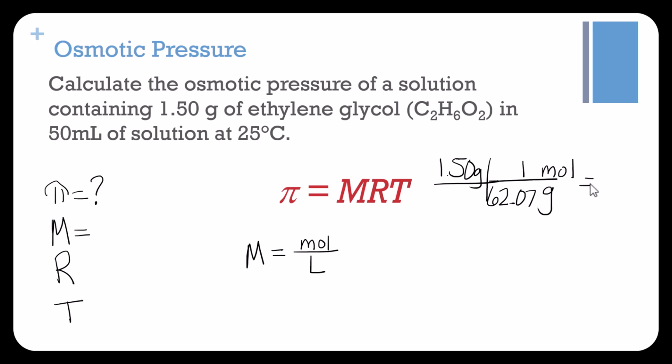Multiply across the top, divide by the bottom, so 1.50 times 1 divided by 62.07, and I get the moles as 0.0241. So that's the value that goes on the top of this equation.